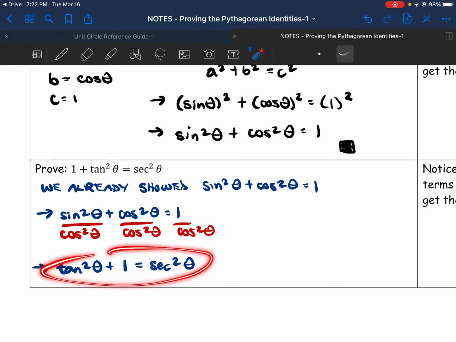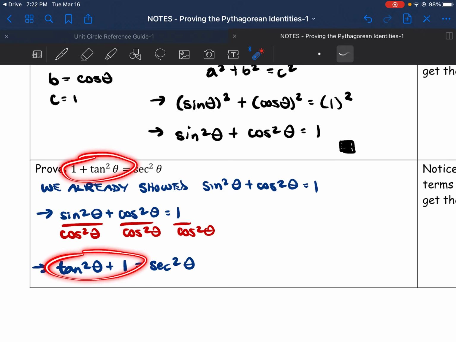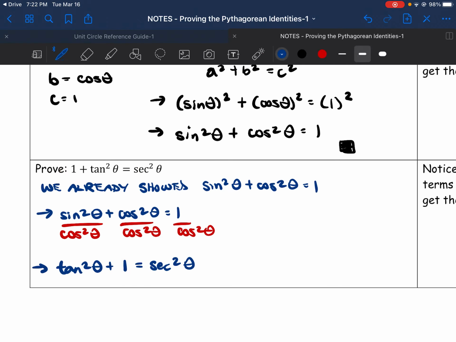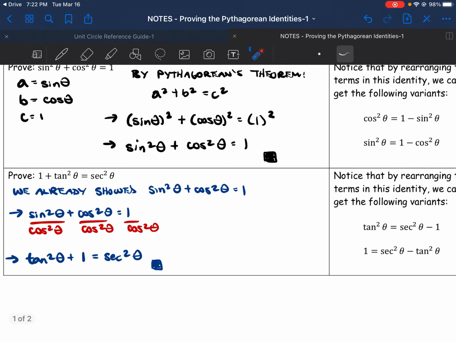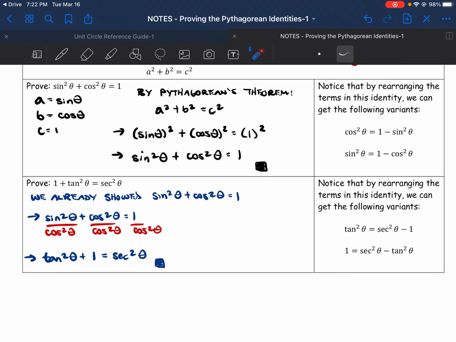Notice in my version here, I have the tangent squared of theta, then plus 1, but we know addition is commutative, so we could add these in any order. It's still the same statement. And that's exactly what we wanted to prove. Now, just like the previous identity, we can rearrange this to get some variants. Notice that I can take, for example, this plus 1, subtract it from both sides, and I get this statement right here. Tangent squared of theta equals secant squared of theta minus 1.